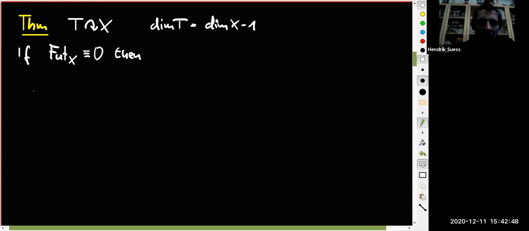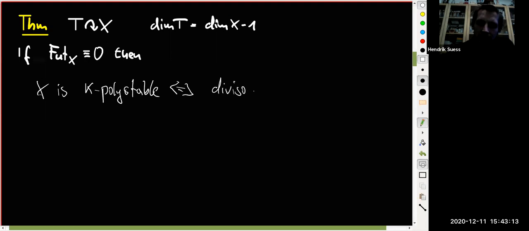Then what we have is that X is K-polystable if and only if it is what I called divisorially polystable. So in other words, it's sufficient to check prime divisors on X, or the positivity of the beta invariant for prime divisors on X, to deduce K-polystability.